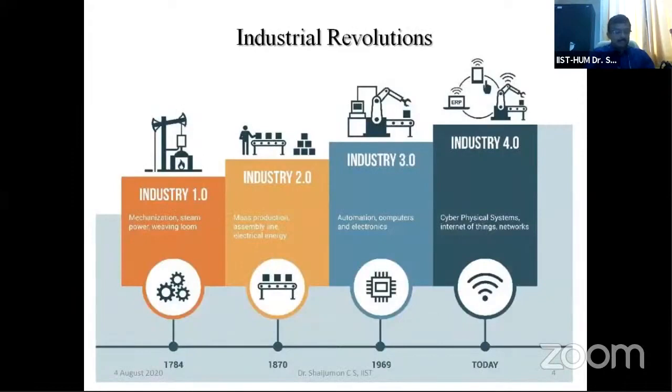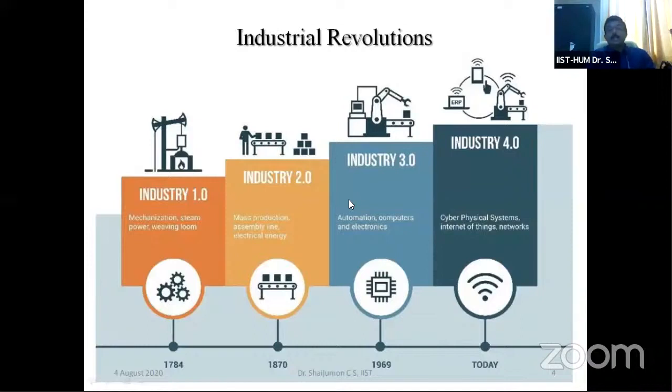Before that, let us discuss something about industrial revolutions. You would have heard about industrial revolutions. The fourth industrial revolution is going on right now in the world. The first industrial revolution, from the year 1784, was mechanization, steam power, the weaving loom and the like. The second industrial revolution, industry 2.0, came in 1870 with mass production, the assembly line and electrical energy. That revolutionized the industrial production of the world. The third industrial revolution came from 1969 onwards, with automation, computers and electronics. Those really revolutionized the entire industry of the world.